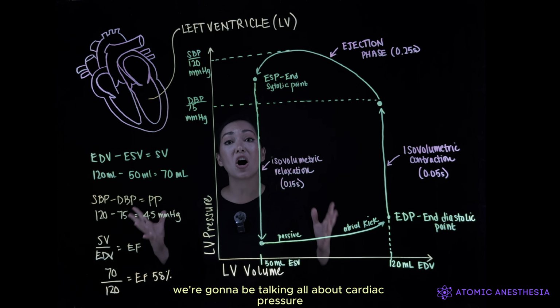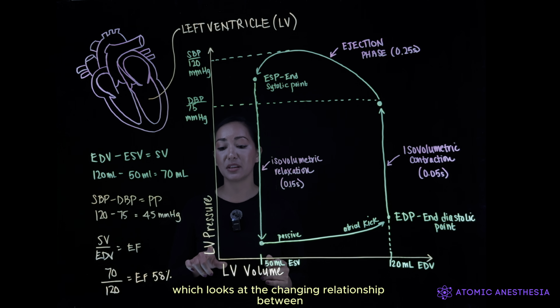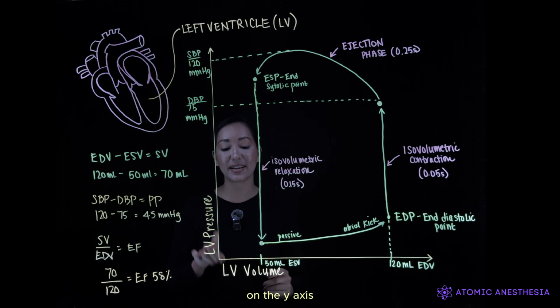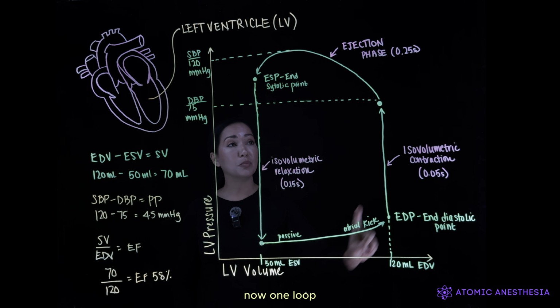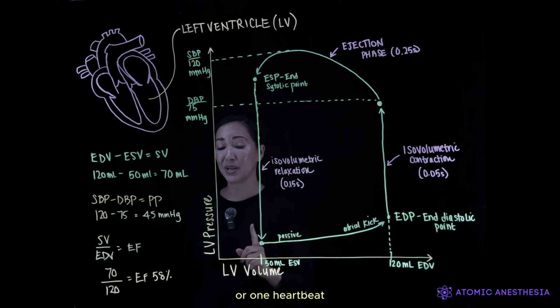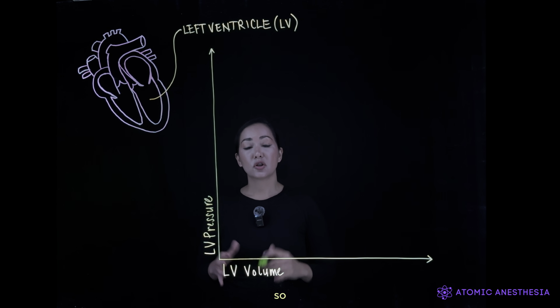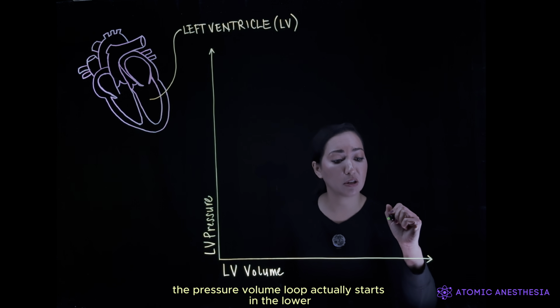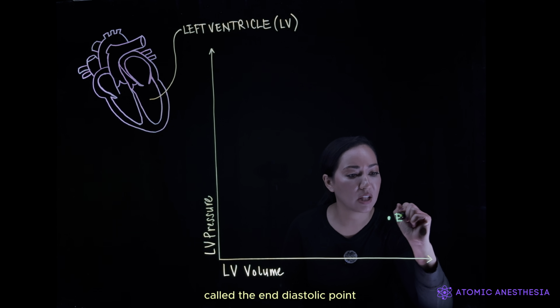Today we're going to be talking all about cardiac pressure volume loops, which looks at the changing relationship between left ventricular pressure on the y-axis and the left ventricular volume on the x-axis. Now, one loop around this graph represents one cardiac cycle, or one heartbeat, or one phase of ventricular systole and diastole. So the pressure volume loop actually starts in the lower right-hand corner, called the end diastolic point.